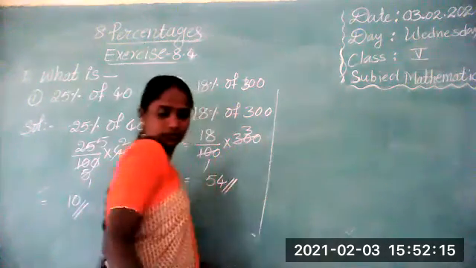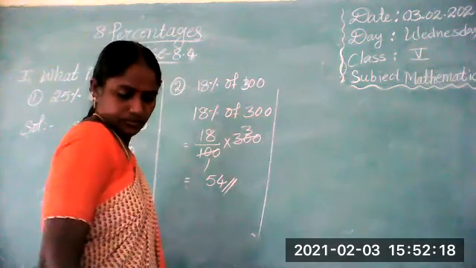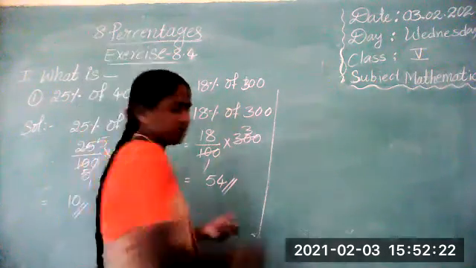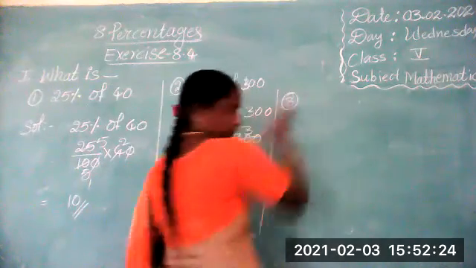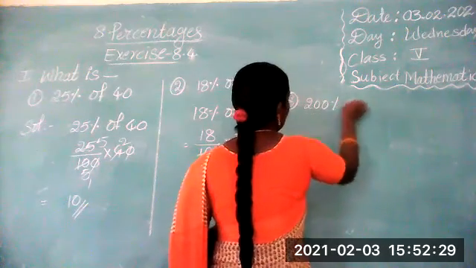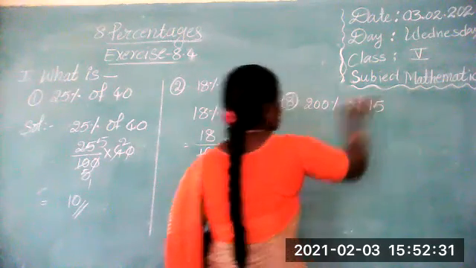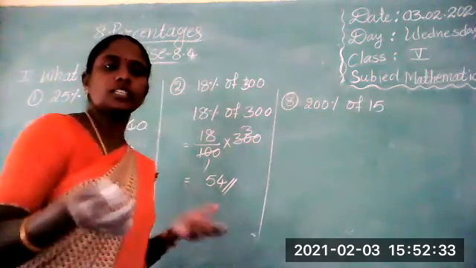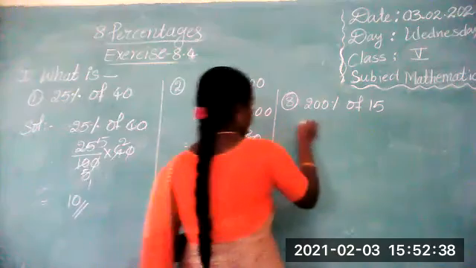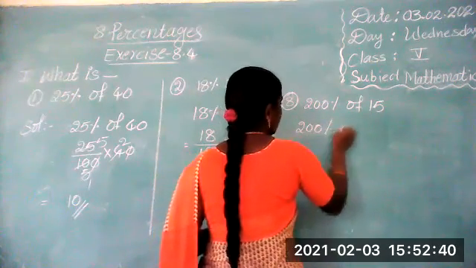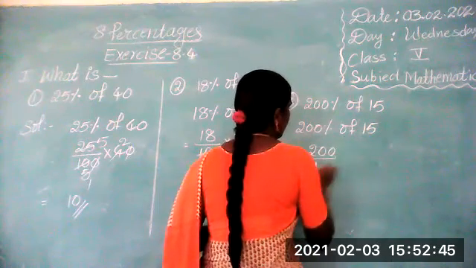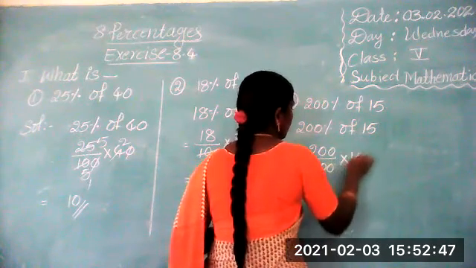Next, one more. That is the 8th one. I am explaining the 8th one. What is the 8th one? 200% of 50. Same here, 200% is nothing but 200 by 100 into 50.